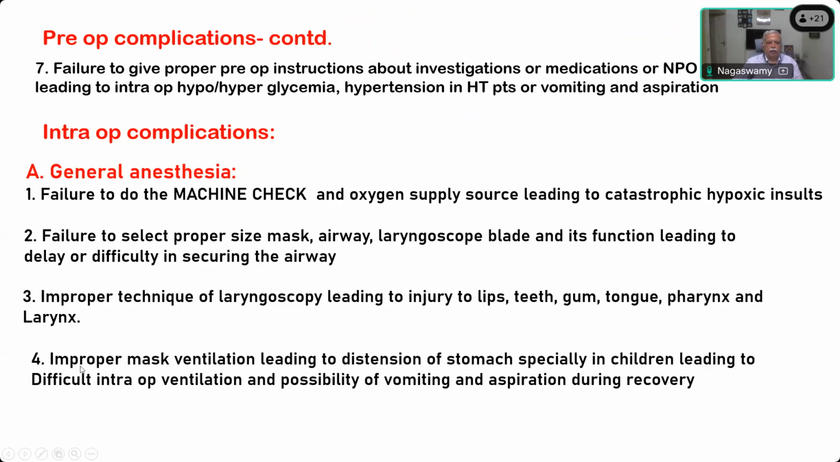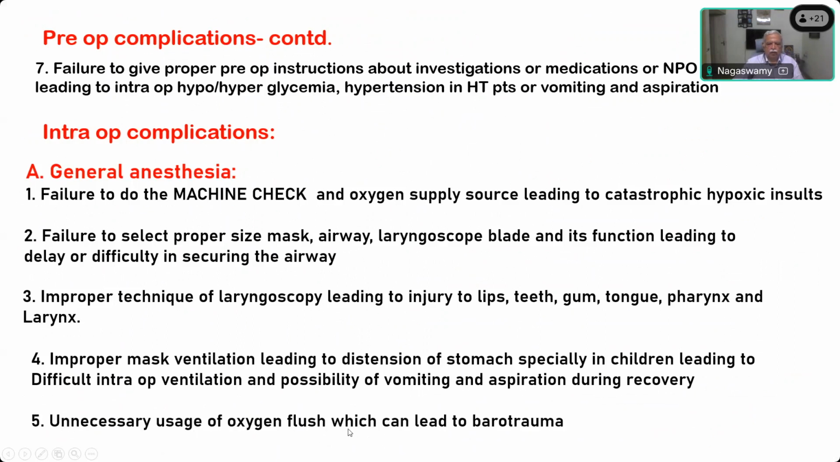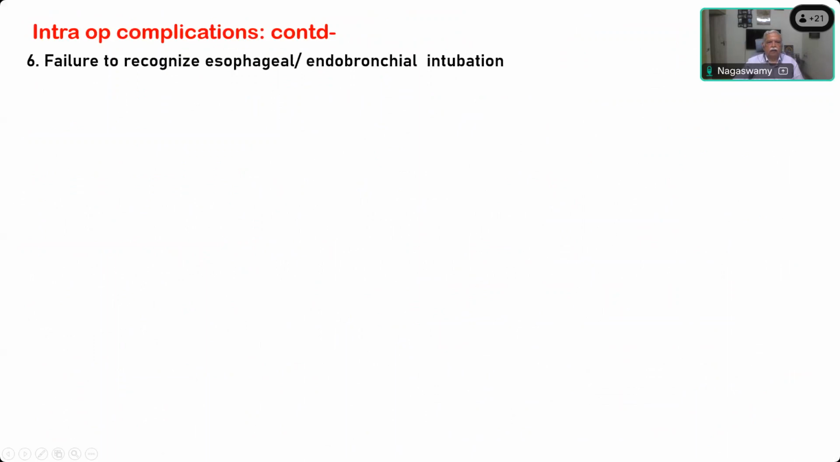Improper mask ventilation leading to distension of stomach, especially in pediatric patients. If you don't hold the mask and keep the neck in neutral position, invariably you will be causing the distension of the stomach, which may cause intraoperative as well as postoperative respiratory difficulty. And this may also lead to post-op vomiting and aspiration. And unnecessary usage of oxygen flush, which can lead to barotrauma. It's only a machine concern.